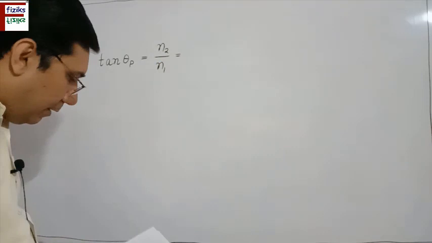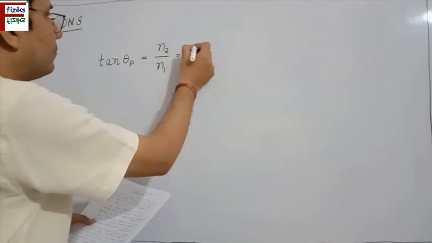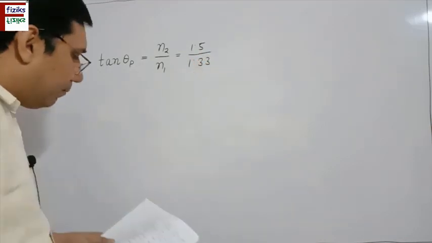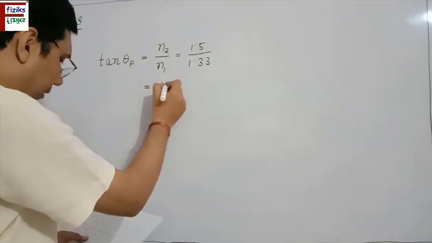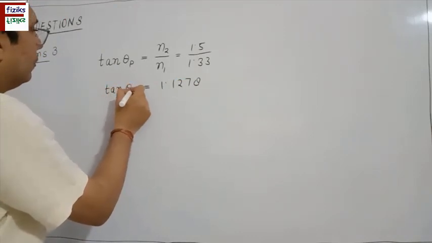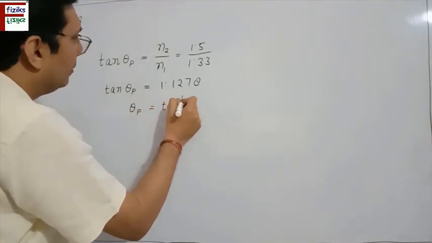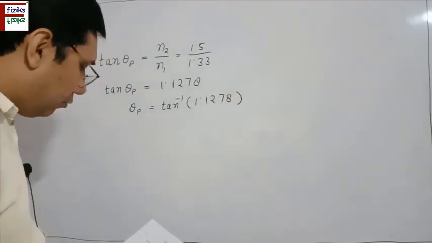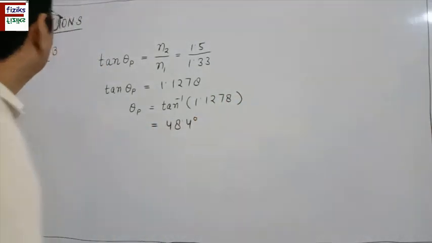Glass refractive index is 1.5 and water's refractive index is 1.33. So 1.5 divided by 1.33 is 1.1278. So this is tan theta p, and theta p is tan inverse 1.1278, whose value comes out to be 48.4 degrees. 48.4 degrees is the answer to question number 3.